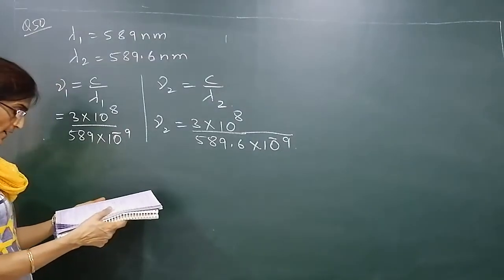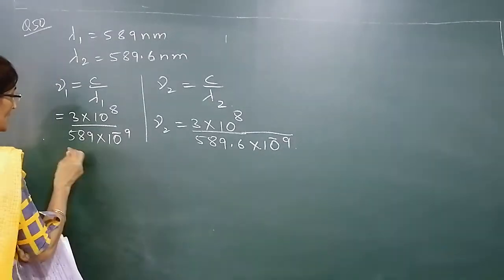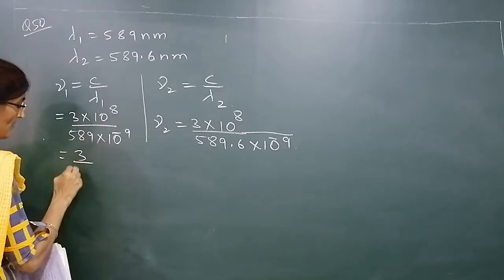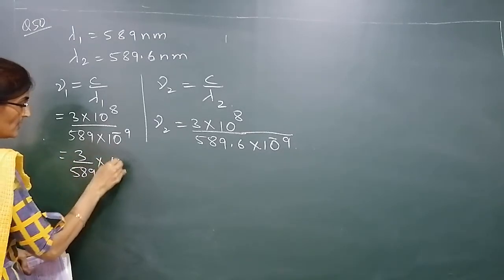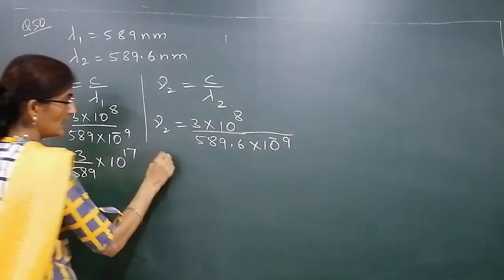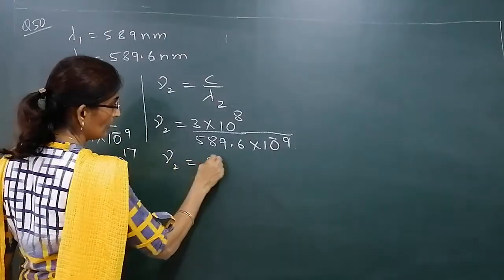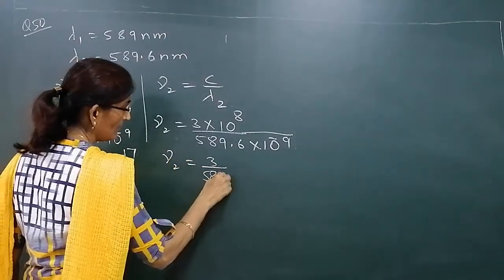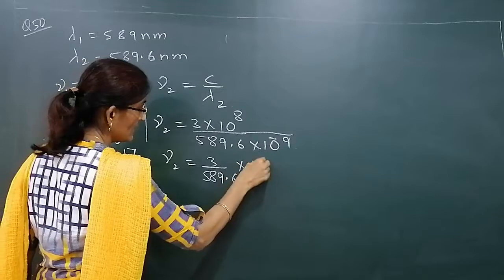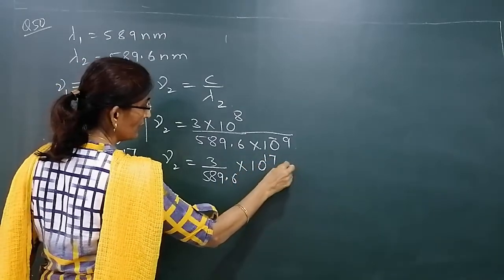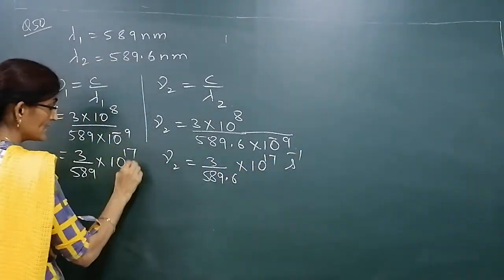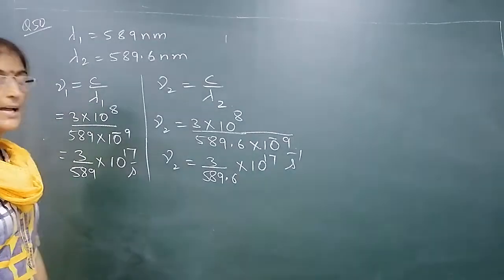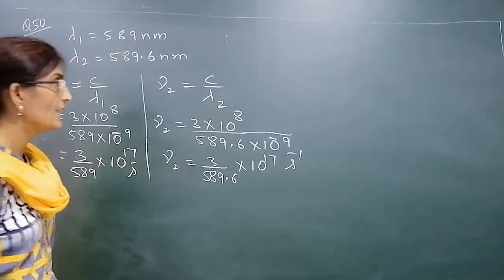Question number 50, sorry. By solving this, you can have the answer. 3 by 589, solve it in the calculator. 10 to power 17. And nu 2 would be 3 by 589.6, 10 to power 17. What is the unit of frequency? Second inverse or hertz.